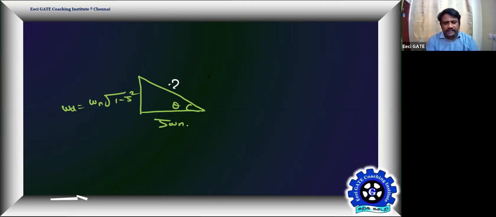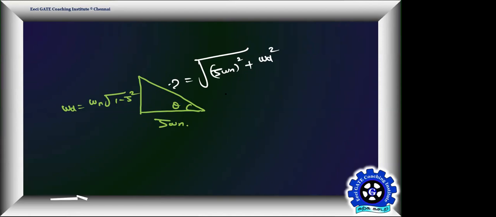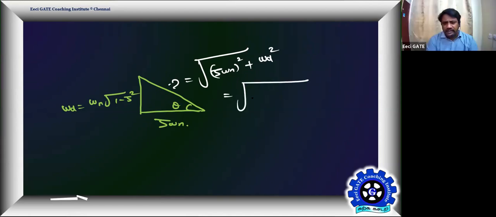This side is equal to root of adjacent square, zeta omega n square, plus opposite square, omega d square. Then if we equate this, what do you get? Zeta square omega n square plus omega d square. Omega d is known as omega n into root of 1 minus zeta square. Then square it, and you'll end up with omega n square into 1 minus zeta square.